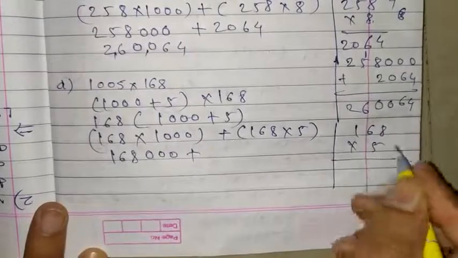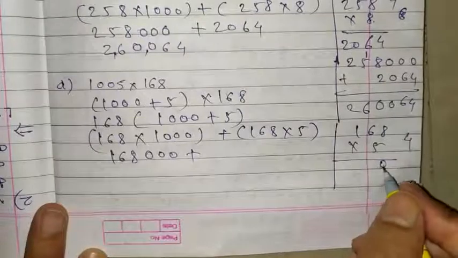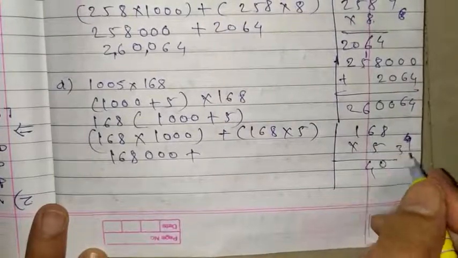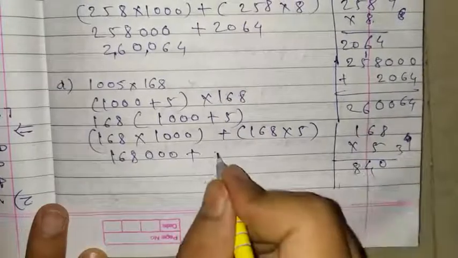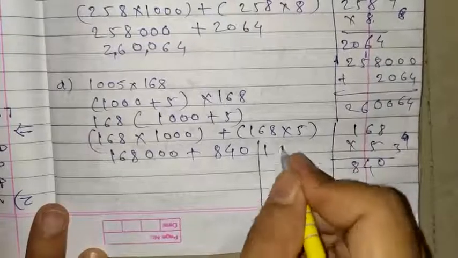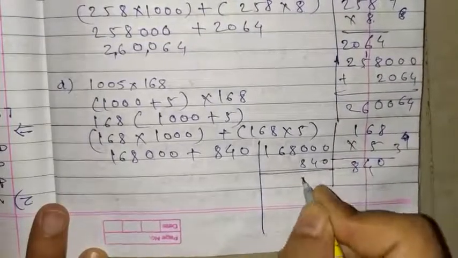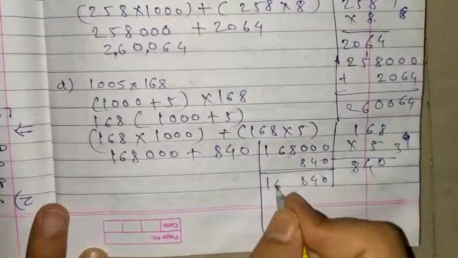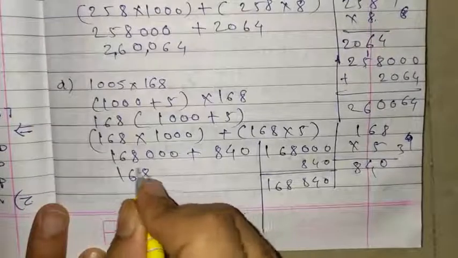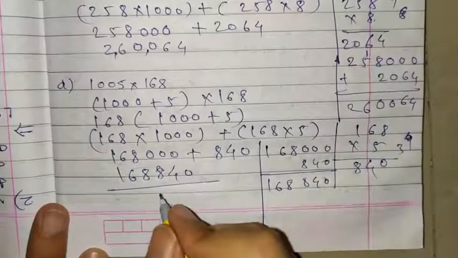Do the calculation. 5 into 8 is 40. 5 into 6 is 30, 30 plus 4 is what? 34, 3 carry. 5 into 1 is 5, 5 plus 3 is 8. 840. So you do the addition. Last three zeros and here 840. So 840 as it is, because the zeros are there, then the rest of the number. So our answer is 168 as it is, then 840. So this is our answer.